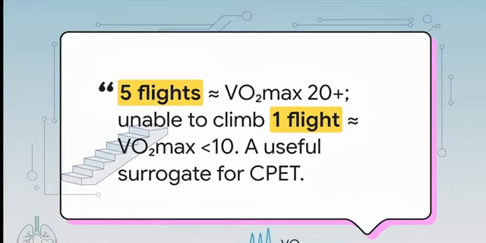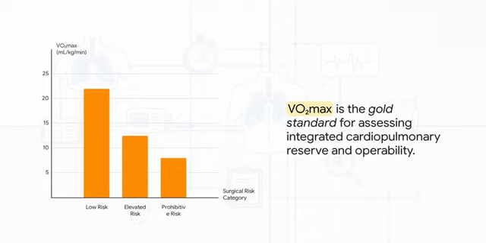On the flip side, if they can't even manage a single flight, that strongly suggests a VO2 max below 10, which often means the risk of major lung resection is prohibitive. This chart shows the definitive VO2 max thresholds from the guidelines, and these numbers have direct, serious implications for surgical planning. A VO2 max over 20 milliliters per kilogram per minute means the patient likely has enough reserve for any resection, even a pneumonectomy. Between 10 and 15, the risk is much higher, and only a limited sublobar resection should be on the table. And a VO2 max below 10 milliliters per kilogram per minute, well, that's widely considered a contraindication to a major anatomical resection.